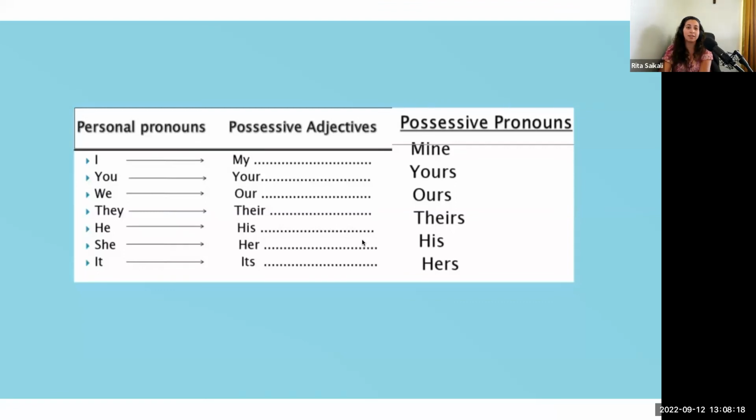But you can see how things can get confusing because they look very similar. But again, if you're saying my scarf and you want to replace the word scarf, then you would say mine. That scarf is mine. Or that scarf is my scarf. Notice that with my, we had to keep the word scarf, which is our noun. Whereas when we replace the noun completely, and we still want to show possession, we use mine.